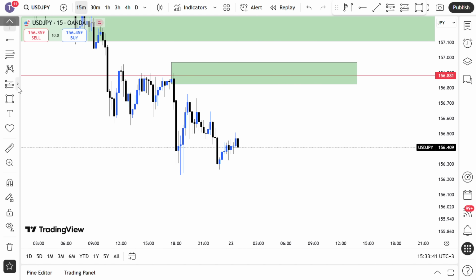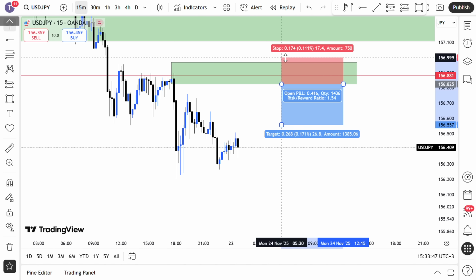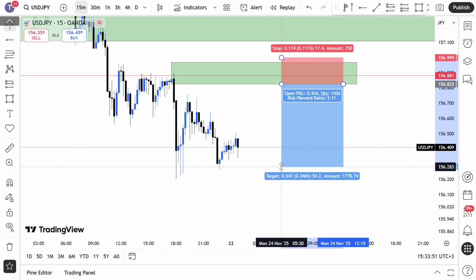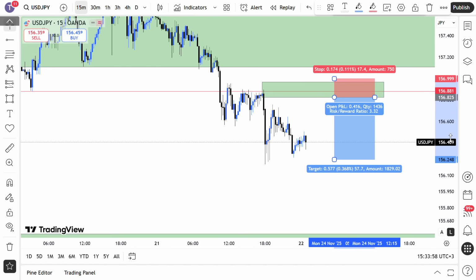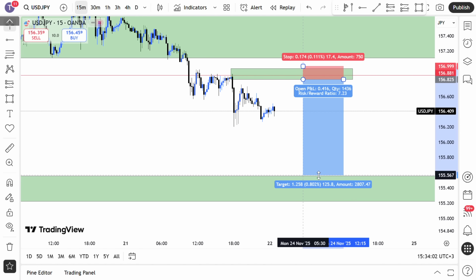I'll prefer to enter my selling opportunity on USD from that order block, my stop loss just above there, and then the take profit. The first take profit, as always, is 1:3 risk to reward ratio, and then the full take profit now will be down here at my 4-hour order block.